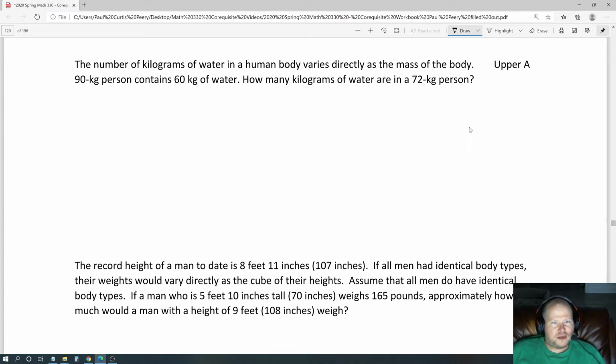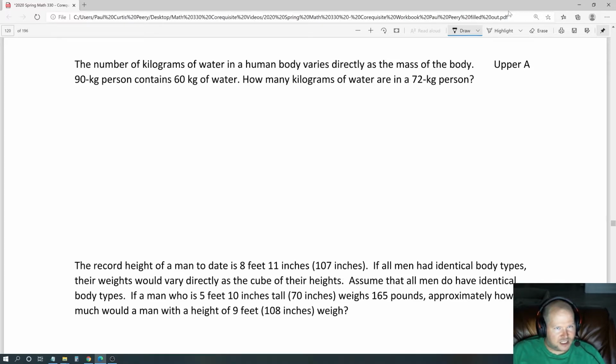The number of kilograms of water in a human body varies directly. Okay, so we have kilograms. Probably need to pick different variables. Let me finish reading and then we'll pick the variables, to make sure we don't have overlap. The number of kilograms of water in a human body varies directly as the mass of the body. A 90 kilogram person contains 60 kilograms of water. How many kilograms of water are in a 72 kilogram person?